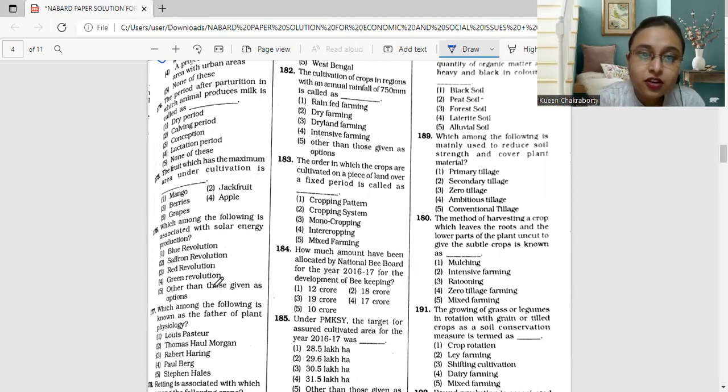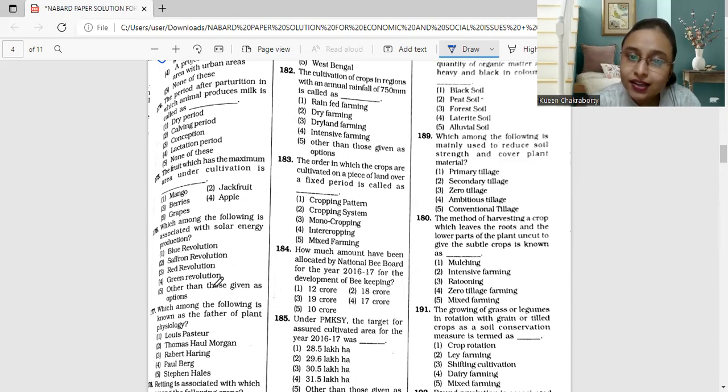Next, moving on to question 174. The period after parturition in which an animal produces milk is called: dry period, calving period, conception, lactating period, or none of these. See, the period after parturition in which the animal produces milk is known as the lactation period. Lactation describes the secretion of milk from the mammary glands and the period of time that a mother lactates to feed her young.